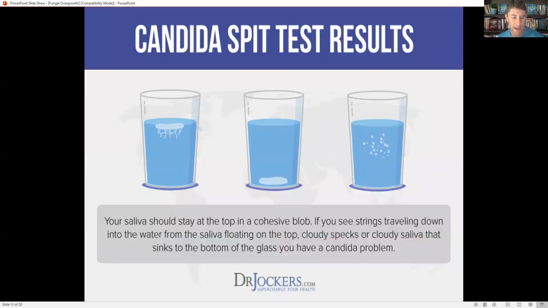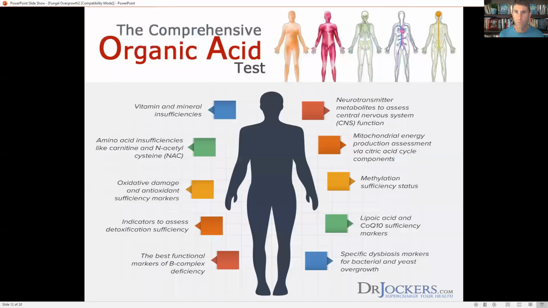Now, one way that we can naturally test, this is just an at-home test, is called the Candida spit test. So basically, you wake up in the morning, you spit in a cup of water. Normally, your saliva should stay at the top in a cohesive blob. If you see strings traveling down in that water from the saliva, that's a sign that there is Candida or some sort of yeast in there. Or if it's so heavy that it just drops right to the bottom, that can also be an issue, or if it kind of disintegrates like you're seeing there. Normally it's going to just sit at the top. So that's one way of looking at it.